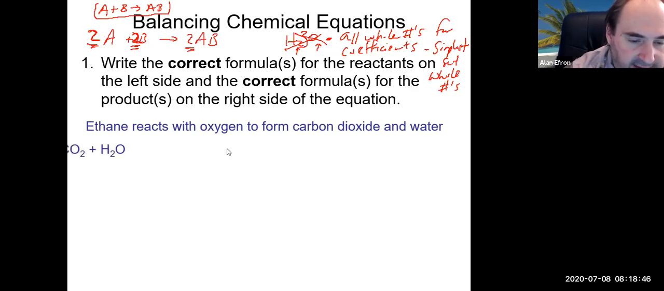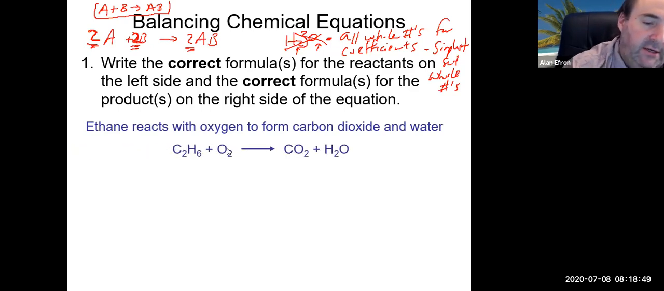So for example, if we have ethane reacts with oxygen to form carbon dioxide and water, this would be the unbalanced equation here: C2H6 + O2 goes to CO2 + H2O.